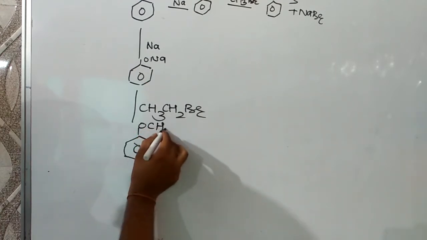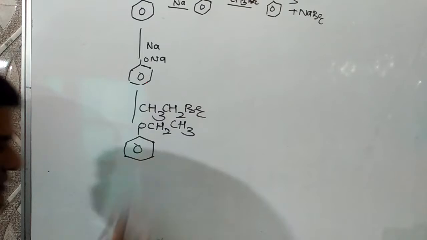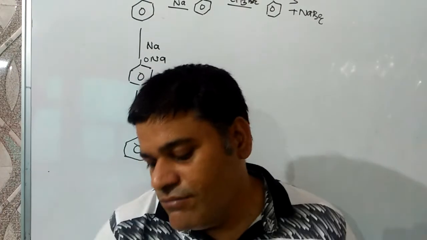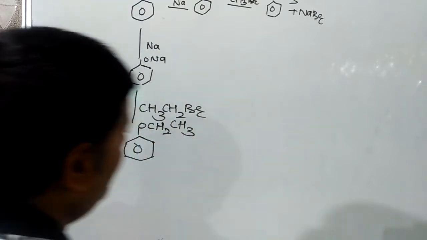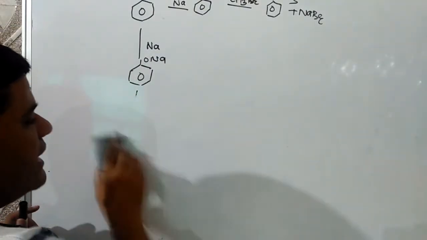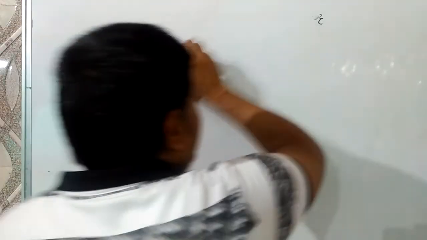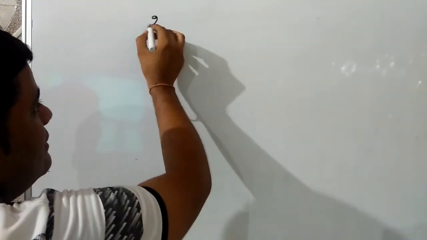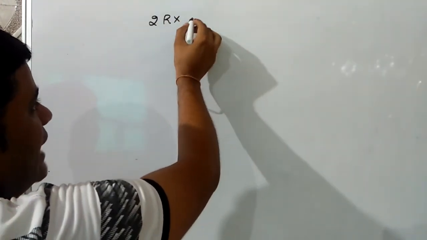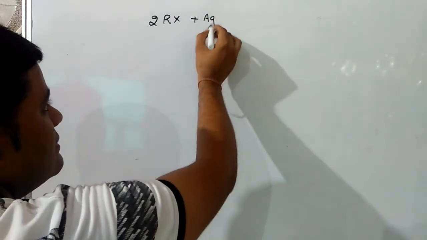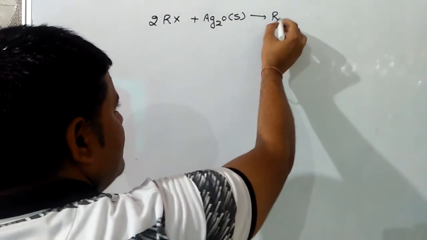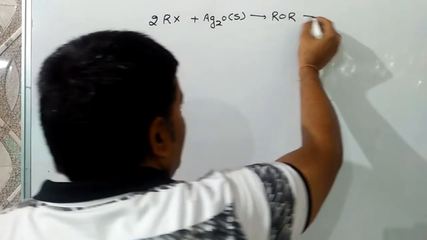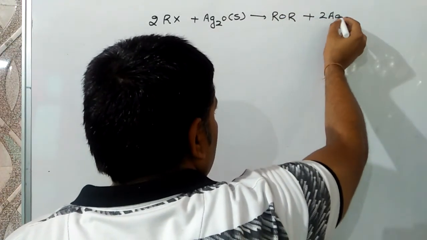These two conversions are very important for your board exams. After this, the next method to prepare ethers from haloalkane is reaction with dry silver oxide. When a haloalkane reacts with dry silver oxide, the product formed will be ether, and 2AgX is removed.